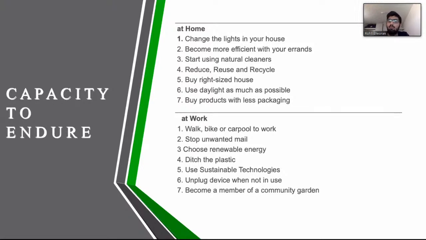Become a member of a community garden. It's something where you can grow your food on your own. It's a work, but it's social also. If you go there, you are promoting social sustainability. You tell people about this: I'm growing my own food with the community living here.